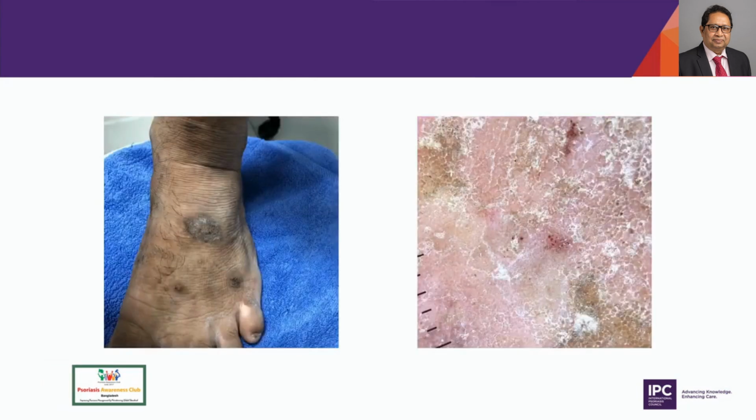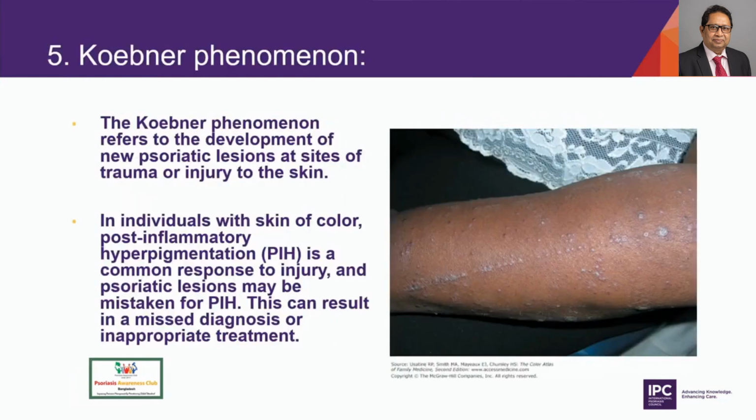Even this hyperkeratotic lesion can be confused with lichen planus, hypertrophic lichen planus, and when we do the dermoscopy, there are features of psoriasis. So there is definitely confusion with the diagnosis. Hübner's phenomenon, everybody knows.